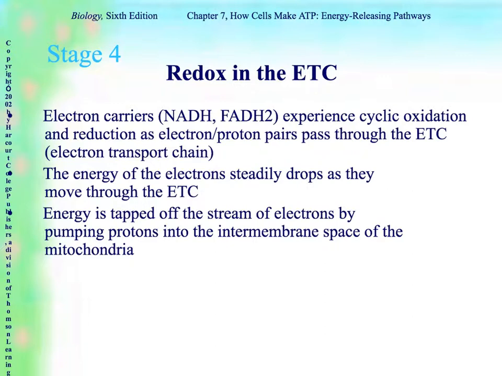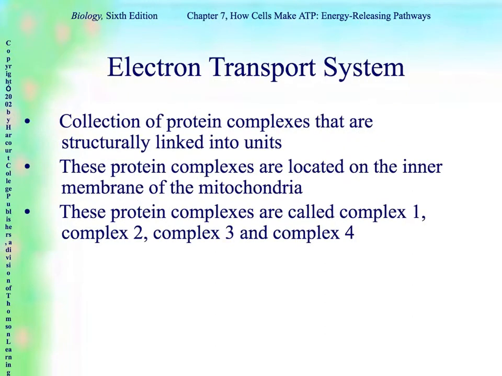You already learned this in photosynthesis. So the electron transport system is a collection of protein complexes that are structurally linked into units. All of these are on the inner membrane of the mitochondria. These protein complexes do not have crazy names or anything. They're just called complex 1, complex 2, complex 3, and complex 4. If you remember from photosynthesis, you had names of these proteins.